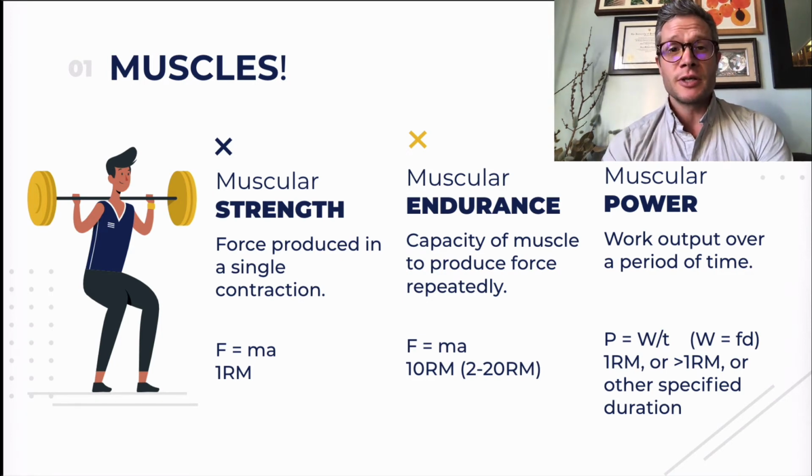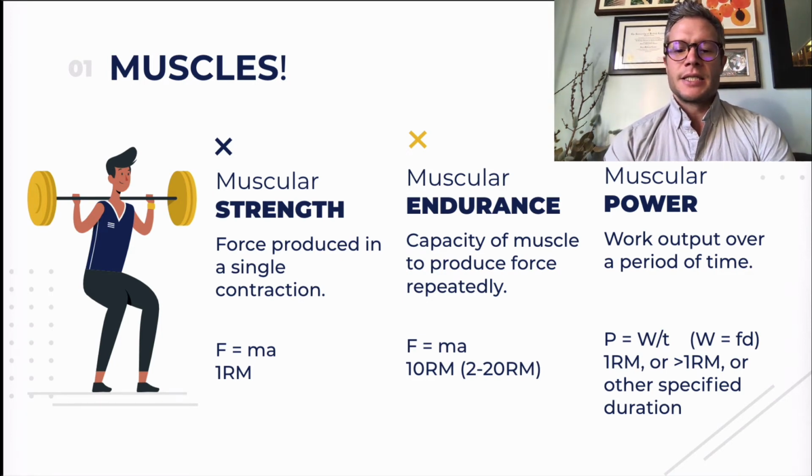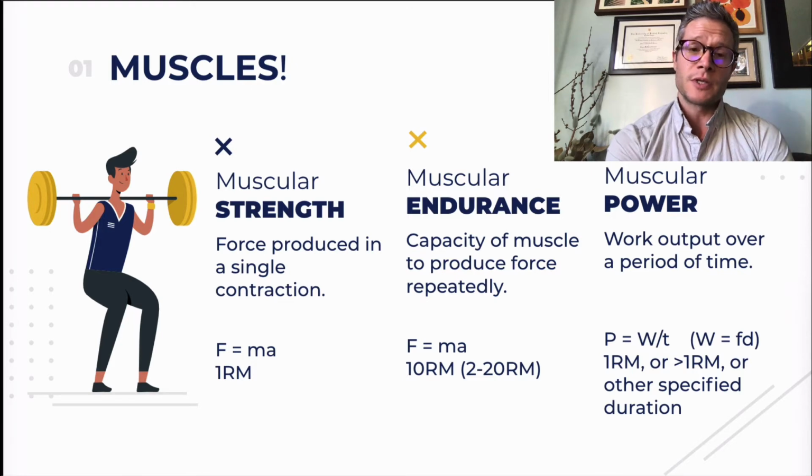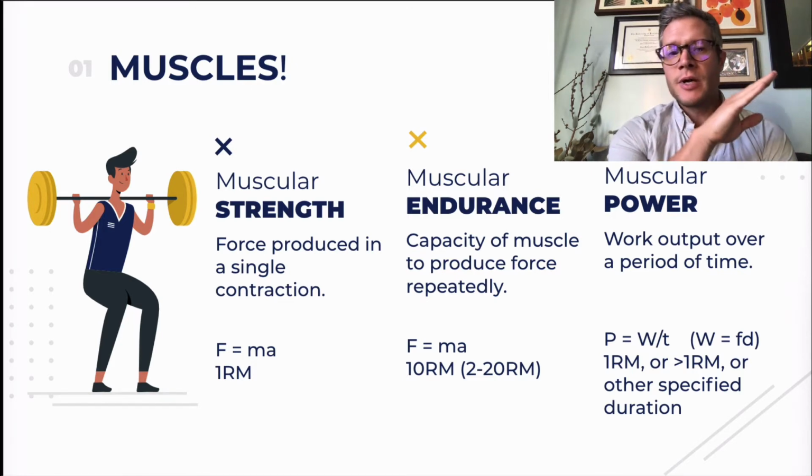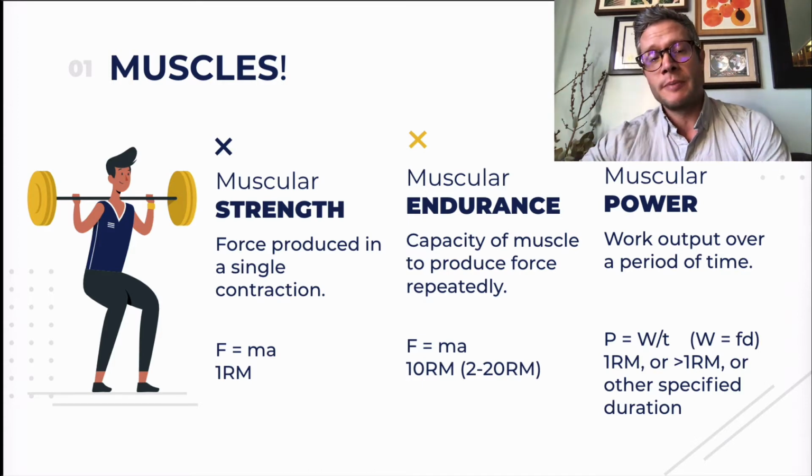So muscular endurance is a little bit on the other end of the spectrum as strength, in the sense that it's more to do with multiple repetitions versus just one. So it still has to do with the amount of force that the muscle can produce, but how well can it produce it over multiple repetitions?